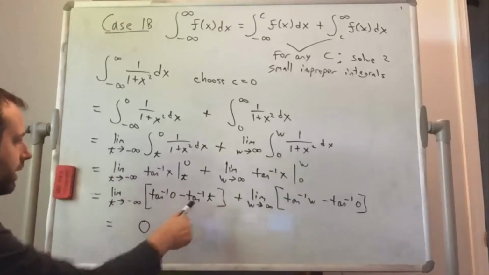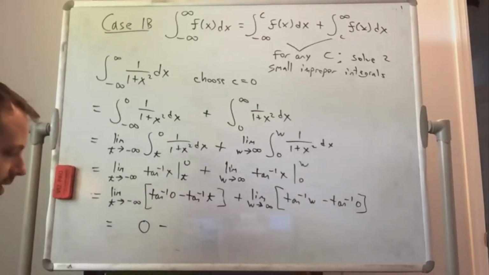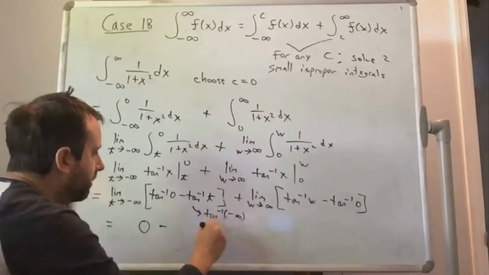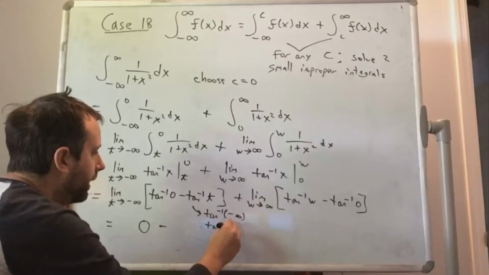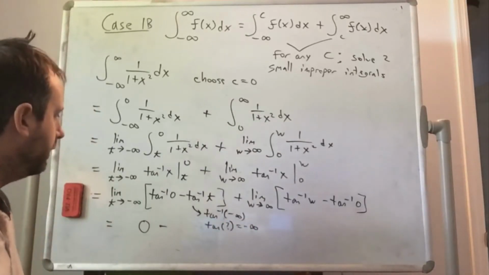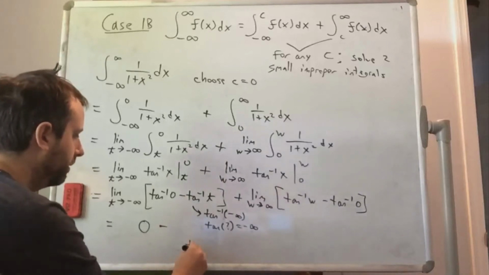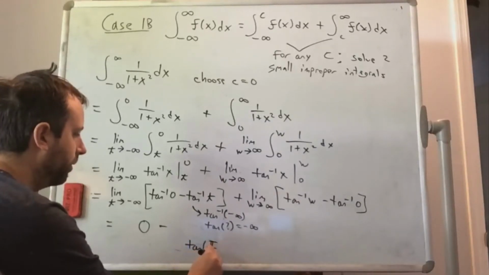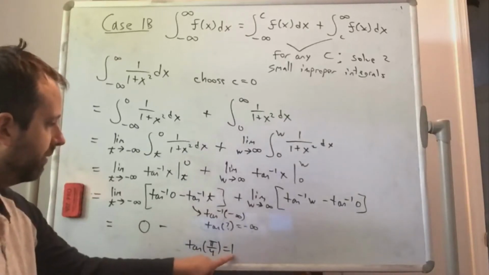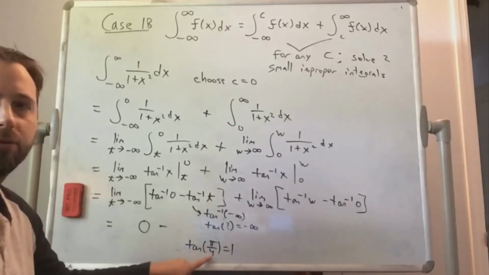Harder one maybe. What is tan inverse of negative infinity? What angle has a tangent of negative infinity? We're basically asking, tangent of what angle is equal to negative infinity. Not 1, because we know that tangent of pi over 4 would be equal to 1, right? So if I said tan inverse of 1, that would give me pi over 4.